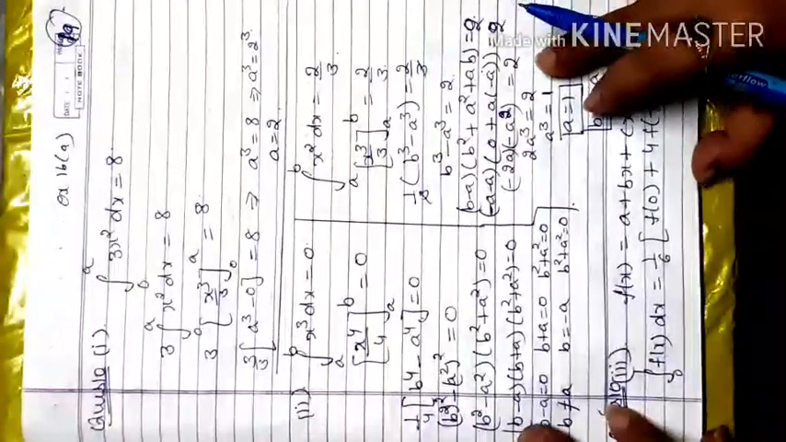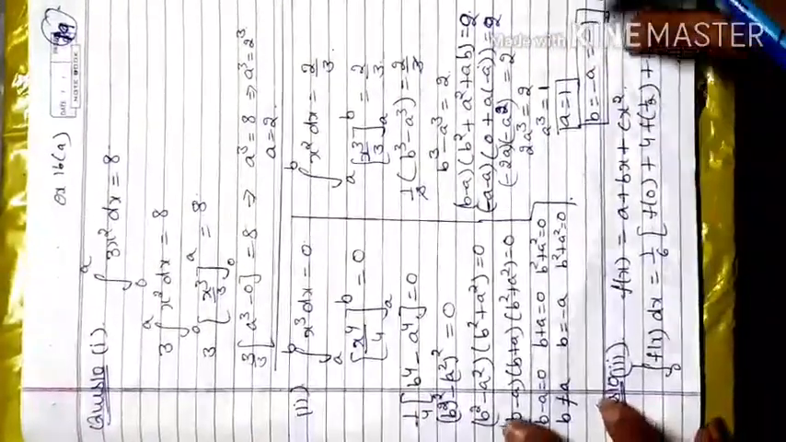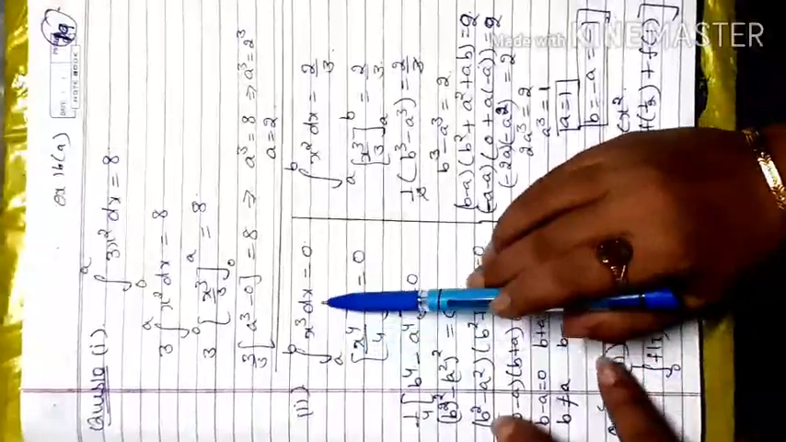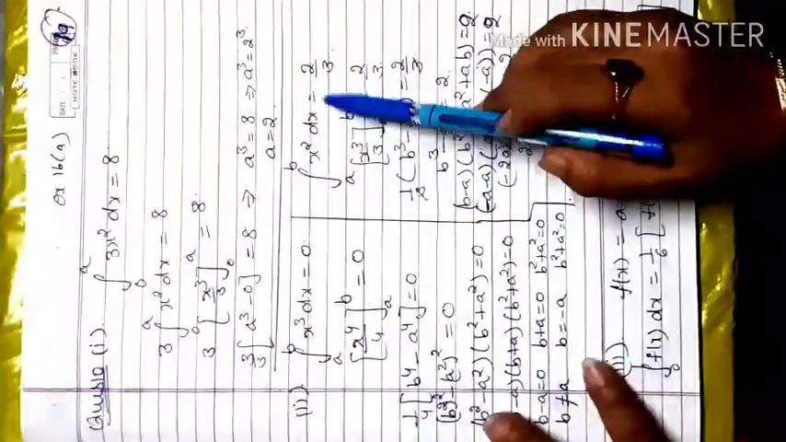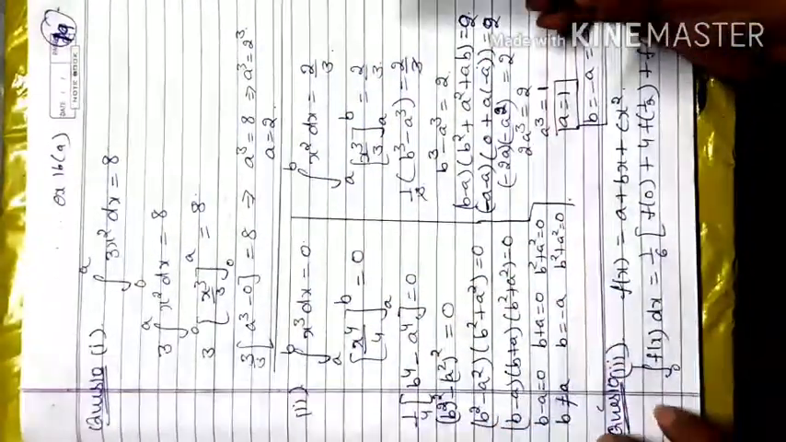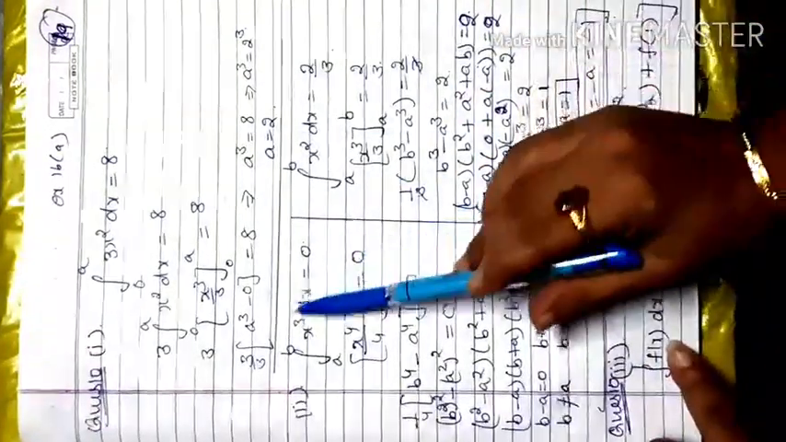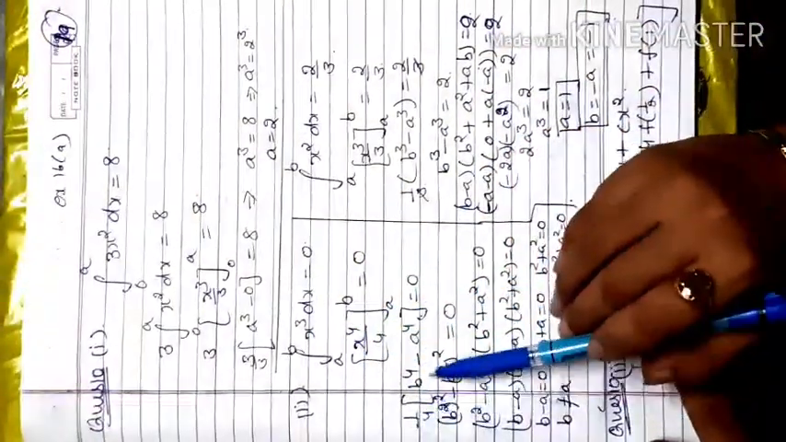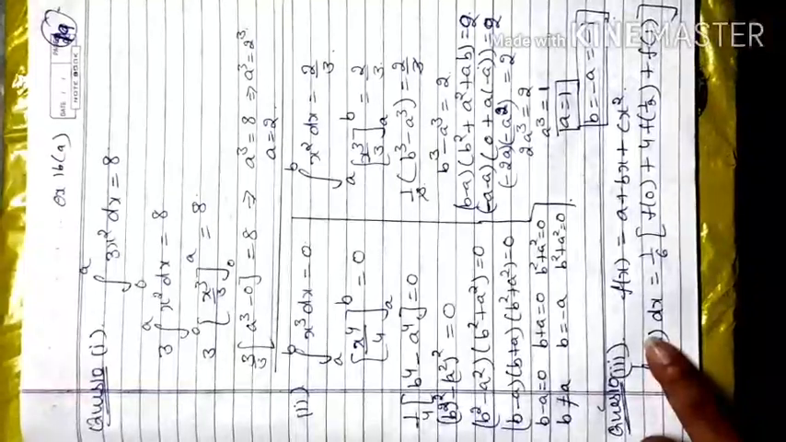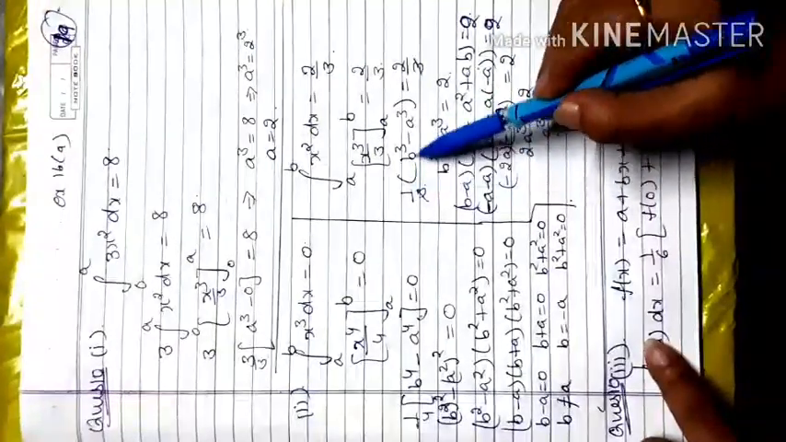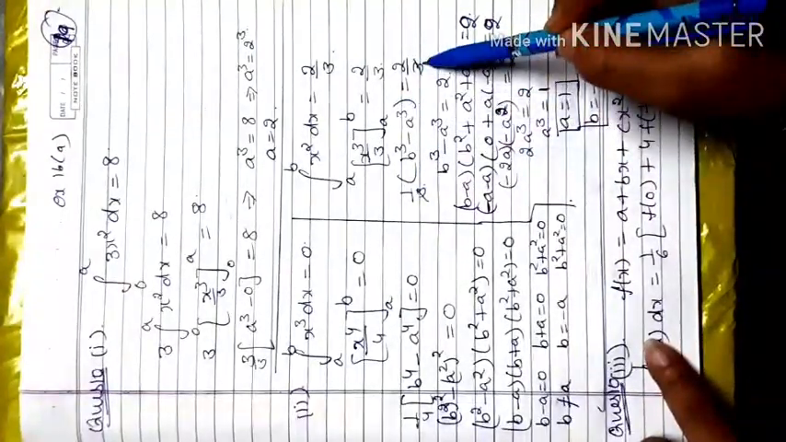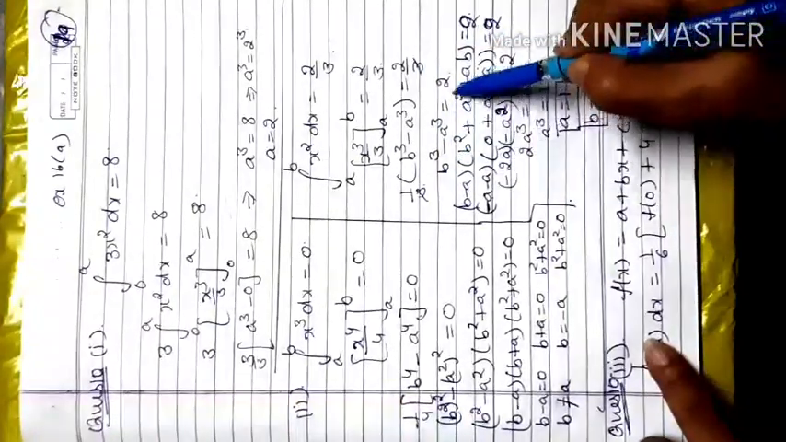Similarly, in your 10th question, second part, there will be two equations. The integral from a to b of x cube dx is equal to 0, and the integral from a to b of x square dx is equal to 2 by 3. You have to find the values of a and b. First you have to integrate this one, that gives you 1 by 4 into b to the power 4 minus a to the power 4 after applying the limit, and this is 1 by 3 into b cube minus a cube is equal to 2 by 3. The 3 will be cancelled, so b cube minus a cube is equal to 2.